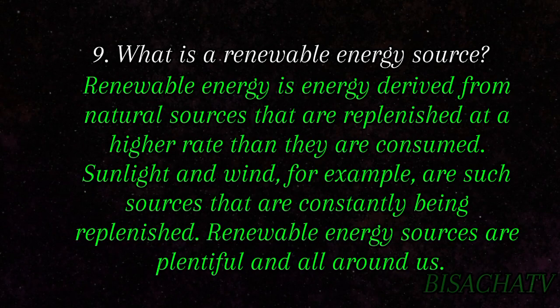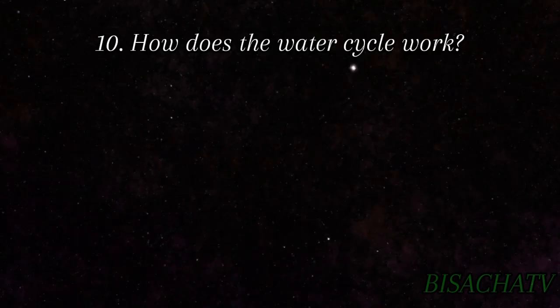Renewable energy is energy derived from natural sources that are replenished at a higher rate than they are consumed. Sunlight and wind, for example, are such sources that are constantly being replenished. Renewable energy sources are plentiful and all around us. 10. How does the water cycle work?